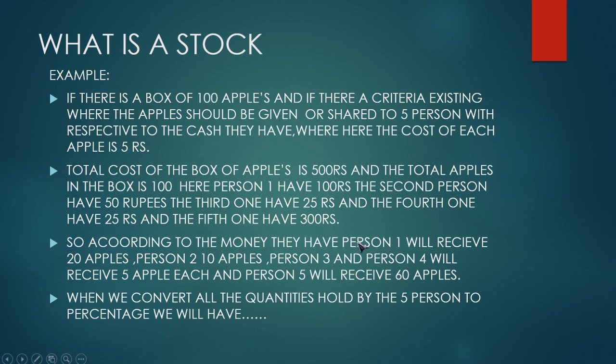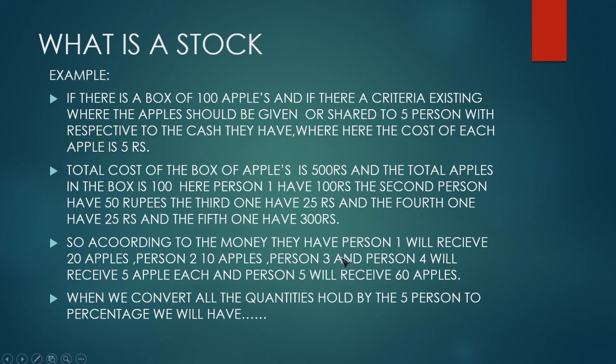According to the money each person has, person 1 will receive 20 apples. Since person 1 has 100 rupees in his hand, and the cost of a single apple is 5, 100 divided by 5 is 20. So person 1 will receive 20 apples. Person 2 has 50 rupees, the cost of a single apple is 5, so 50 divided by 5 is 10, and person 2 will receive 10 apples. Person 3 and person 4 will receive 5 apples each. And person 5 will receive 60 apples.